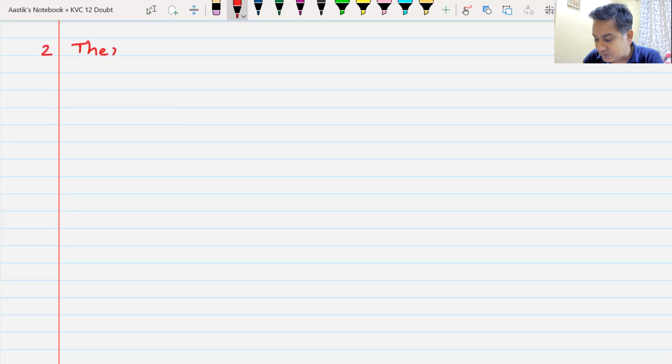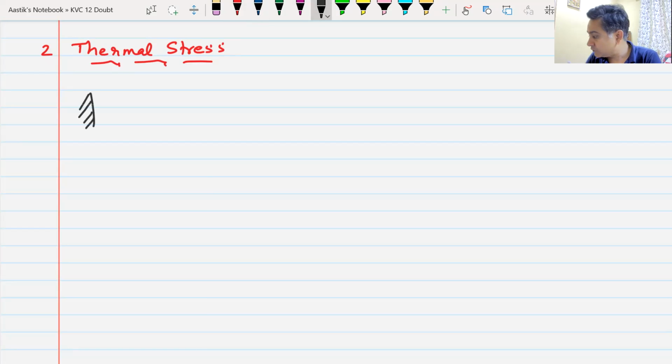Now, what do you mean by this thermal stress? Ever heard about this term, thermal stress? Let us say, for example, we have a rod, or a wire. If I increase the temperature of this rod, it will expand. There will not be any thermal stress coming into it. It will just expand because it is free to expand.